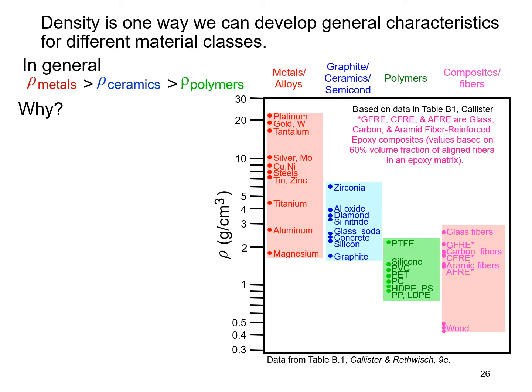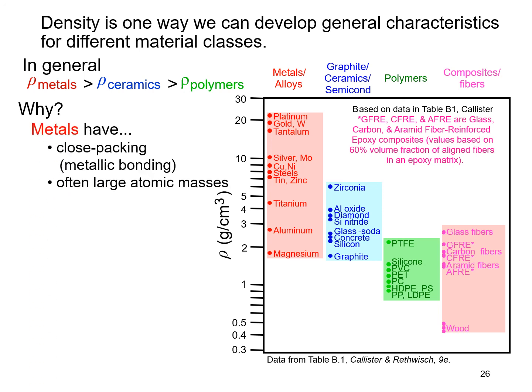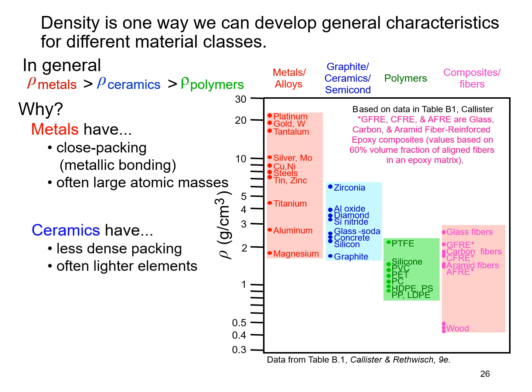We can use density to help develop general characteristics for different material classes. In general, the density of metals is going to be higher than that of ceramics and that of polymers. Why might this be? Well, there are various reasons, usually looking at the packing structure, the atoms themselves, and the type of bonding. Metals have close packed metallic bonding. They also often have atoms of larger atomic mass.